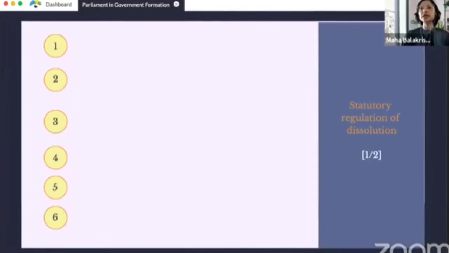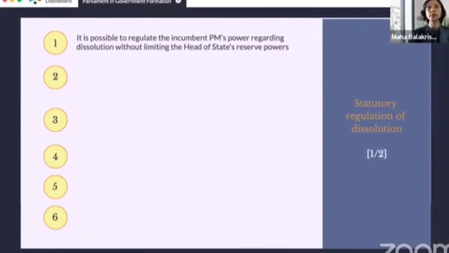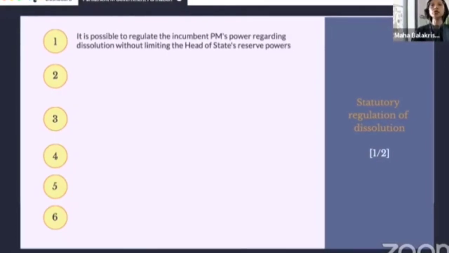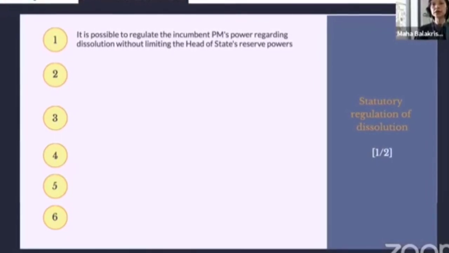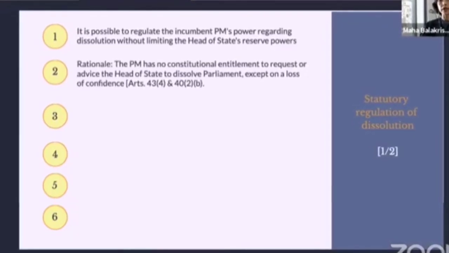Right, so just 2 more slides now. Statutory regulation of dissolution. So my proposal, as I've touched on in the previous topics, is to regulate the incumbent PM's powers regarding dissolution without limiting the head of state's reserve powers. Now, what is my rationale for this?